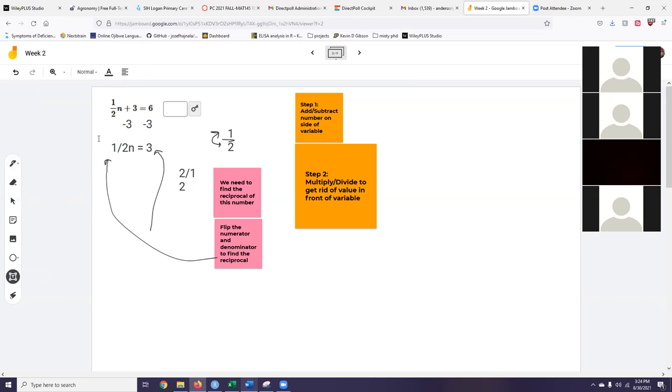Okay, I get it. I follow the KISS method, which is why I do kind of lengthy explanations that you may not necessarily need, because it usually helps. So that gets rid of the left side. So we have n, and then we have 3 times 2, which is 6. And then if we wanted, we could plug it back in. 1/2 times 6 is 3, plus 3 is 6.